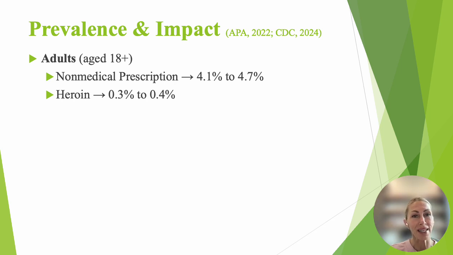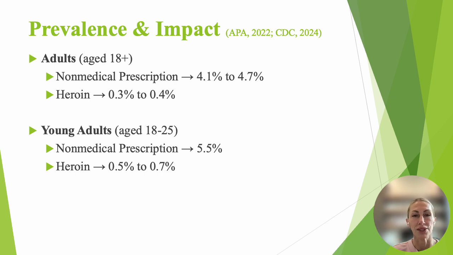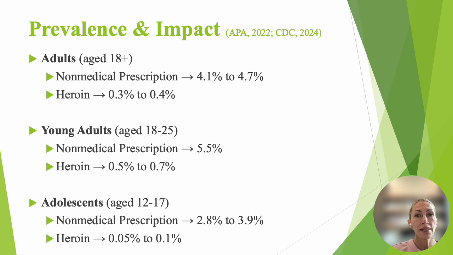Looking at young adults between ages 18 to 25, this represents the highest use age group. The prevalence for non-medical use is 5.5%. And for heroin, it's lower, but still higher than the other adults, at 0.5% to 0.7%, making this group a significant risk for use. Adolescents aged 12 to 17 are also affected, though at lower rates. Non-medical prescription opioid use ranges from 2.8% to 3.9%, and heroin 0.05% to 0.1%.